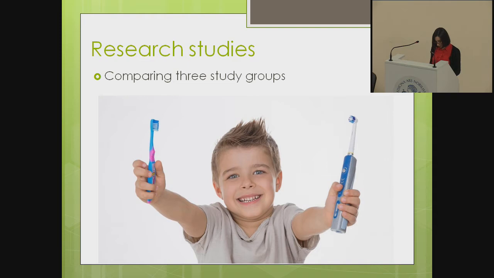Racema compared three study groups, two of which were using a manual toothbrush plus a water flosser with two different tips, and a third group that used flossing with manual toothbrushing. Both water flosser groups experienced a significantly greater reduction in gingival bleeding scores when compared to the flossing group.